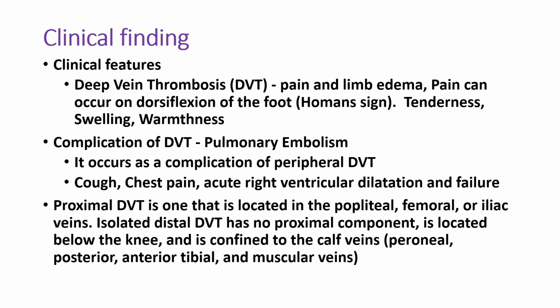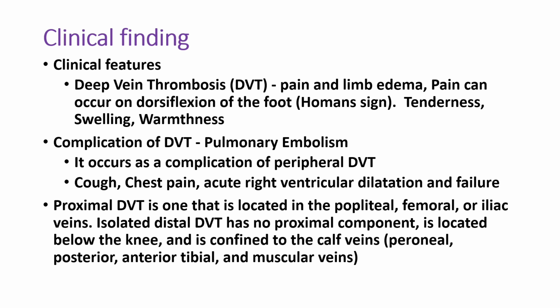Now we can see the clinical findings. Deep vein thrombosis normally presents with severe pain and limb swelling, especially calf muscle swelling is very common. The close differential diagnosis is cellulitis. In many patients, the patient can have cellulitis, but can have features of DVT. We'll have to do a Doppler study and rule out DVT. Pain can occur during dorsiflexion of foot, that is called Homan sign. Tenderness can be there on that area.